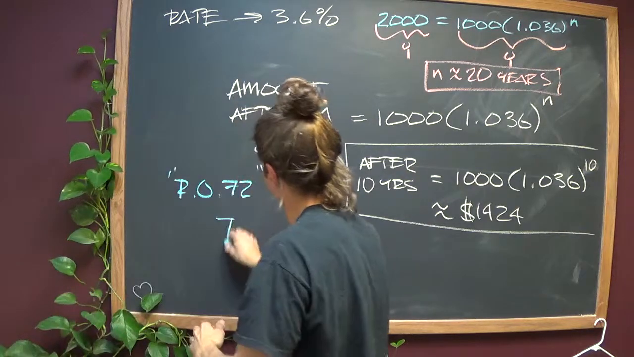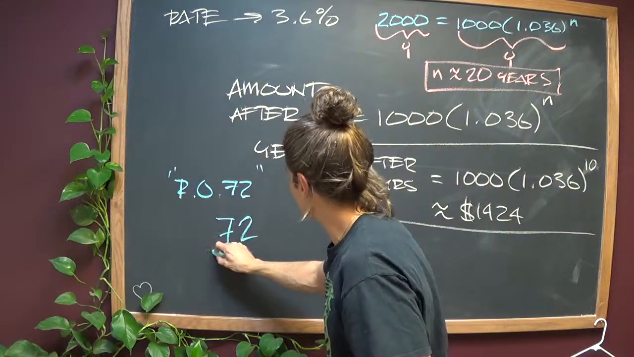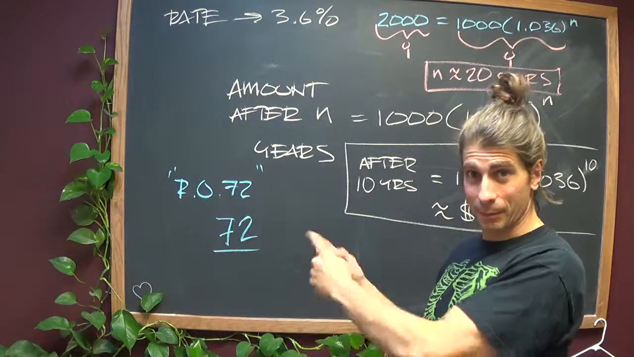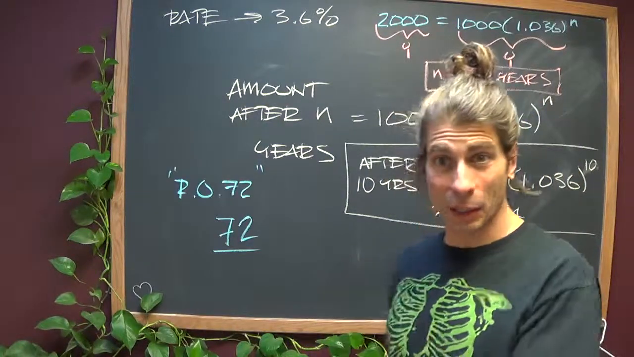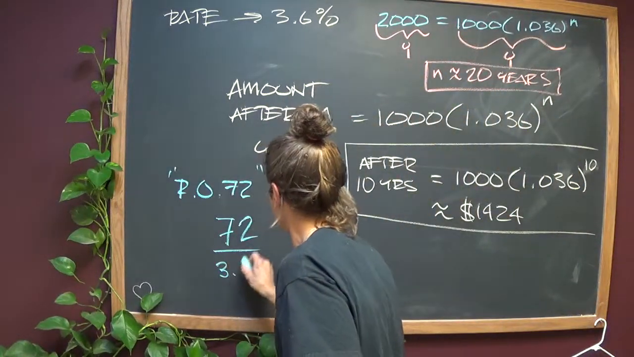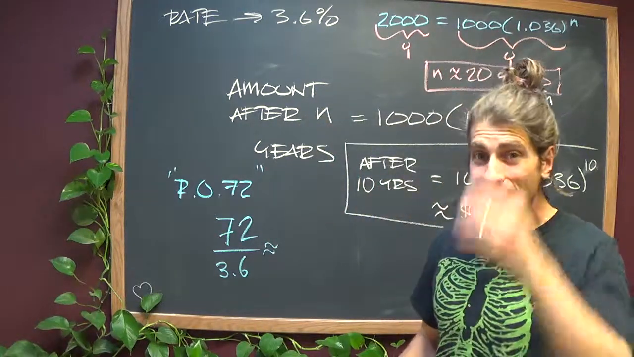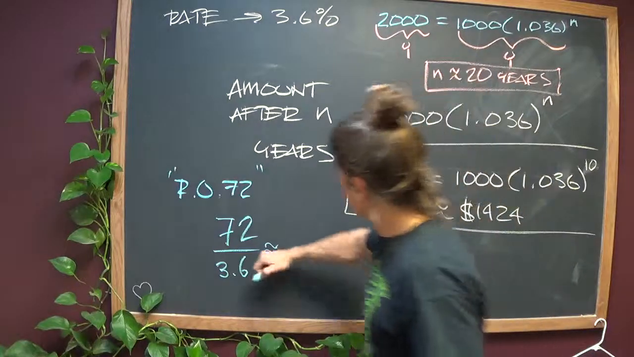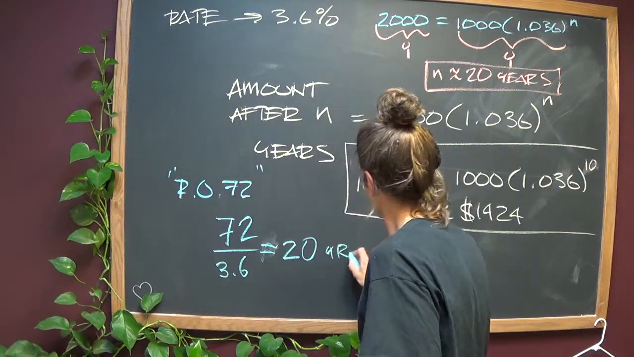says that if you take the number 72, and divide it by the interest rate, as a whole number, not as a decimal, but as a whole number. So in this case, 3.6%. That will give you the approximate time it takes the investment to double. Actually, it's not approximately equal. It's actually equal to exactly 20 years.